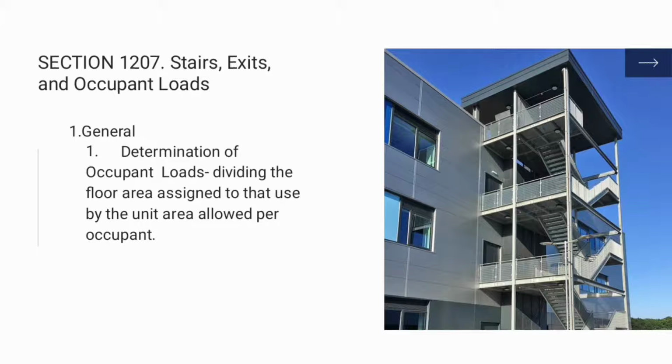Next one is Section 1207, the stairs, exits, and the occupant loads. So the construction of stairs and exits shall conform to the occupant load requirements of buildings, reviewing stands, bleachers, and the grandstands. In order to determine the occupant loads of a particular building structure, the occupant load permitted in any building or portion thereof shall be determined by dividing the floor area assigned to that use by the unit area allowed per occupant as determined by the Secretary.